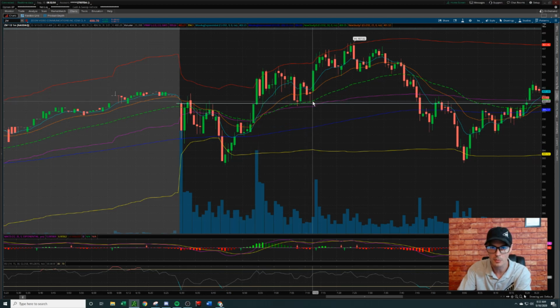New support. I want to enter here as close to 400 as possible, because what that gives me is a low risk play, right? Then I can place my stop loss just below 400. Let's say I place my stop loss at 399. So it gives me that low risk play with the potential for a high reward to the top side.